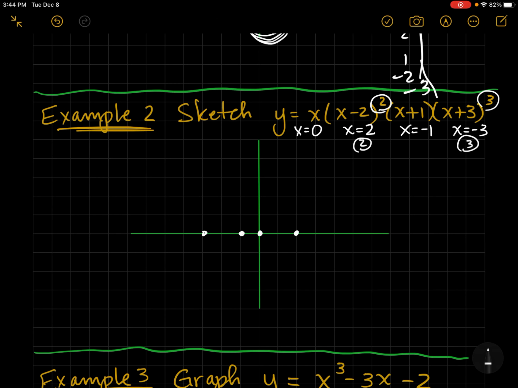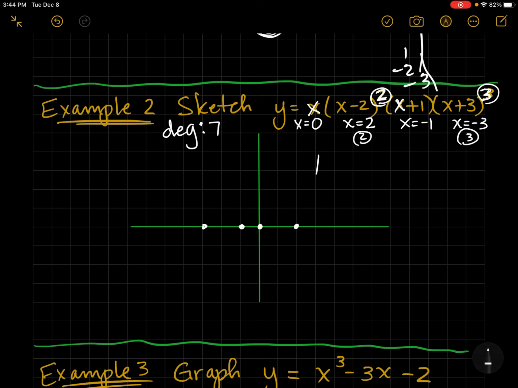And now what we're going to do is see what the degree of this polynomial is. So that's 1, 2, 3, 4, 5, 6, 7. So the degree here is 7. I counted the X's, okay, but I had to take into consideration how many times it repeated. So with degree 7, that means up on the right and down on the left. Now, as you start your sketch, you can start from the left or the right.